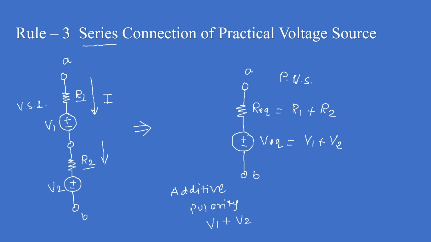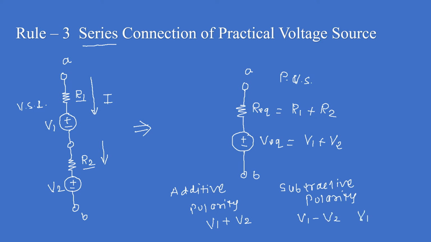But if we have different polarity, meaning if it is plus minus and there is a minus plus, that type of polarity is called subtractive polarity. Okay, and it will be written like this, V1 minus V2.